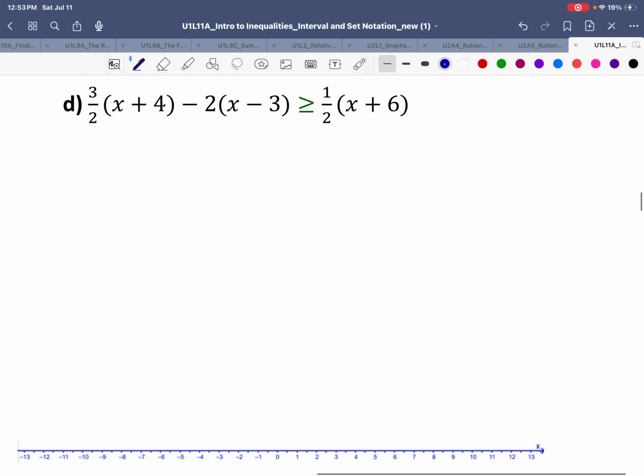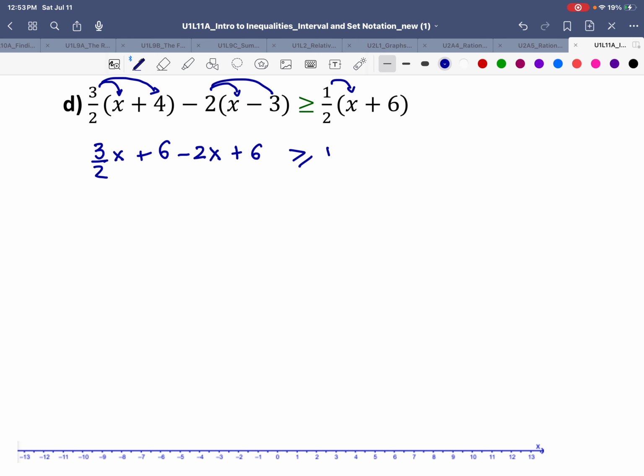Now you have another example here. You can try this on your own. But let's do this together. So you have 3 over 2x and then 3 over 2 times 4. So let's write this down. 3 over 2x plus 3 over 2 times 4 would be equal to 6. And now we have negative 2x and then plus 6 greater than or equal to 1/2 x and then plus 3.